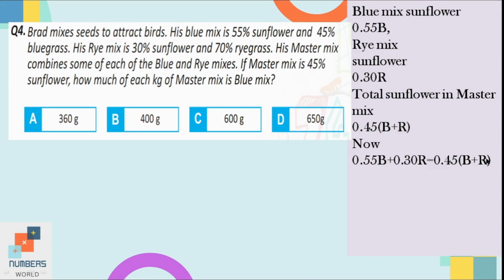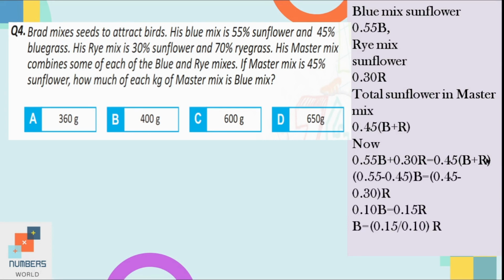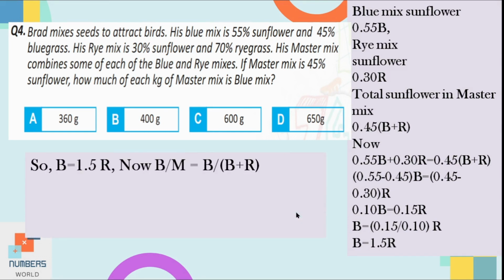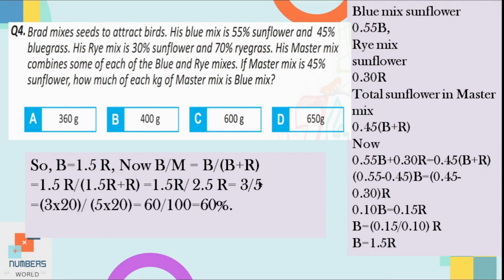After moving the same variable to each side of the equal sign and solving it, we can say the amount of blue mix is equal to 1.5 times the ray mix in the master mix. So the value of b is equal to 1.5r. As our interest is in the blue mix, we can find the ratio of blue mix to the master mix, and the master mix can be written as b plus r as well. We will put the value of b in the equation, that is equal to 3 by 5. As we need 100 in the denominator to find the percentage, we will multiply 3 by 5 by 20. So the final fraction is 60 by 100, that can be written as 60%.